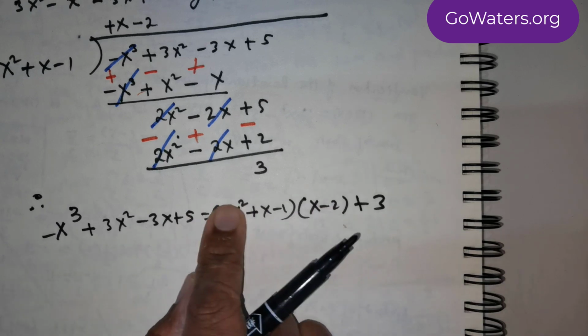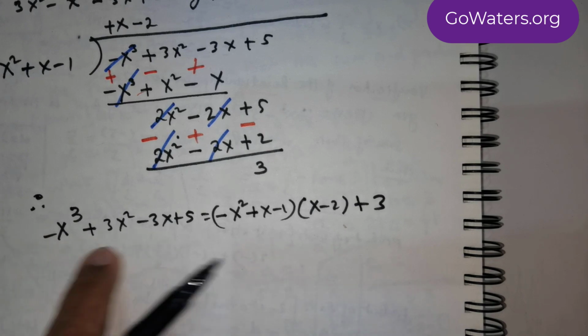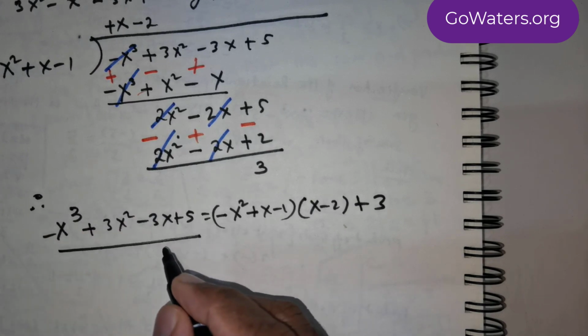Now if you were to multiply it and check, you will get back the left hand side, right? You will get back the left hand side.